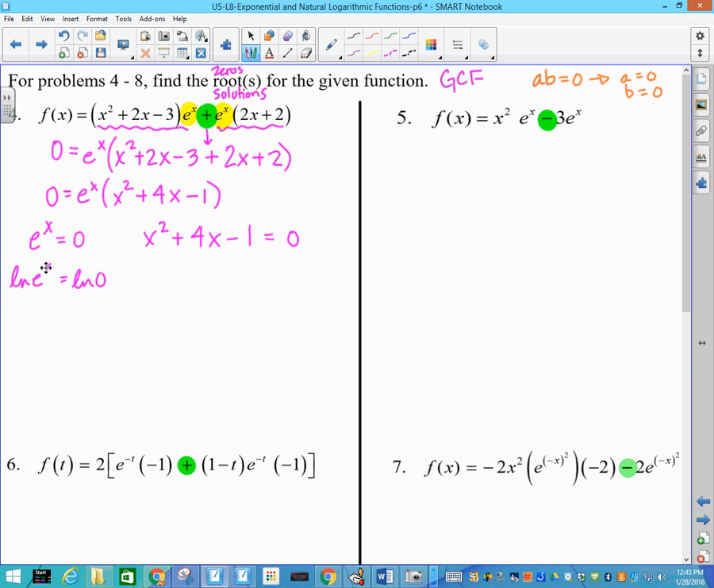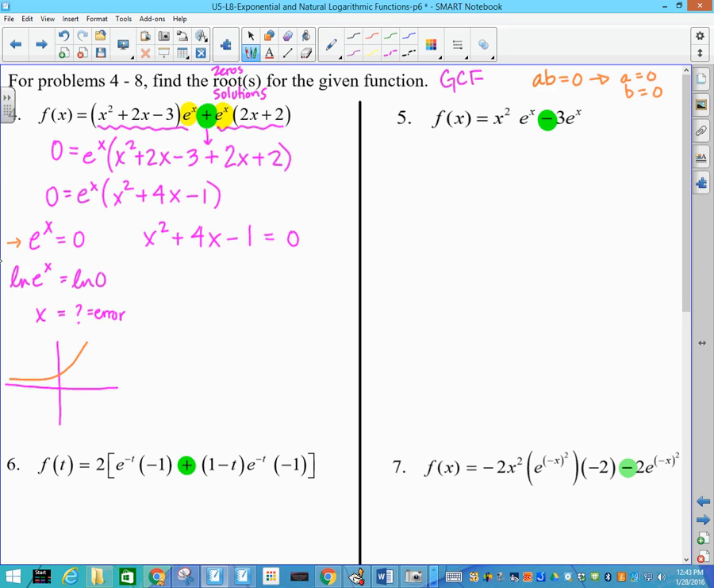Okay, ln of e to the x is x. What's the ln of 0? Well, if you put it on your calculator, you're going to find out that it's going to say error, because if you remember from your graph, there's two different things. E to the x, this particular graph, looks like this. Does this thing ever touch the x-axis, which is where it's equal to 0? The answer is no.